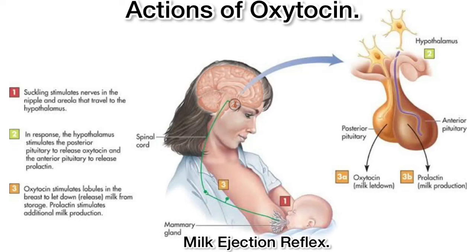Oxytocin, as we know, acts on the mammary gland to release milk. Oxytocin acts on the myoepithelial cells that lie around the mammary gland, causing them to contract, leading to the release of milk through the duct systems of the nipple. So this is known as milk let down. Let's now talk about the milk let down reflex, or you can call it the milk ejection reflex.